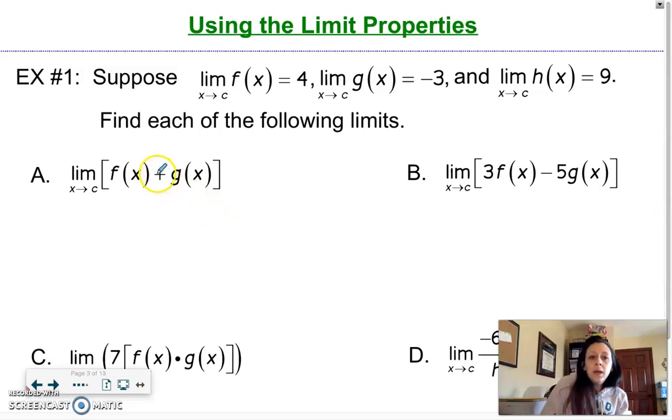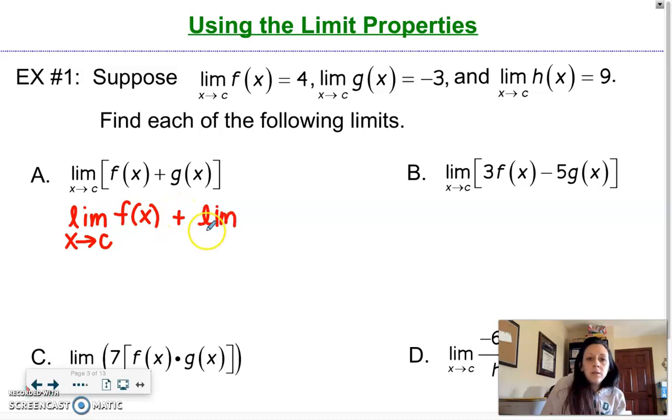So this one would be a sum property, which allows you to break it up into chunks. And so what I'm going to do is I'm going to separate this and I'm going to say, let's find the limit of f of x as x approaches c. And then let's find the limit as x approaches c for g of x. And then we'll add those together.